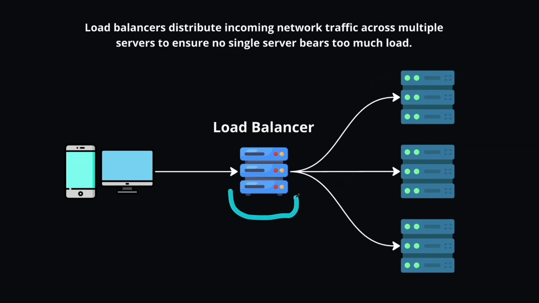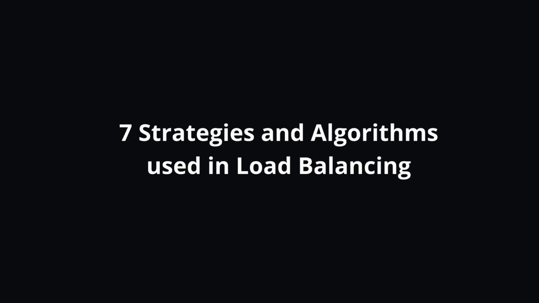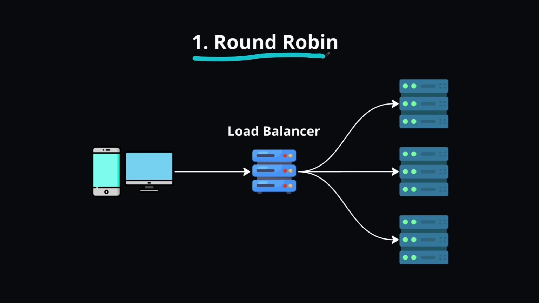Load balancers distribute the incoming traffic across multiple servers while also ensuring that no single server bears too much load. But how does it actually happen and how does the logic work of distributing the incoming traffic? To understand load balancers better, let's explore 7 strategies and algorithms that are commonly used in load balancing. Let's start with round robin, which is one of the most popular algorithms.